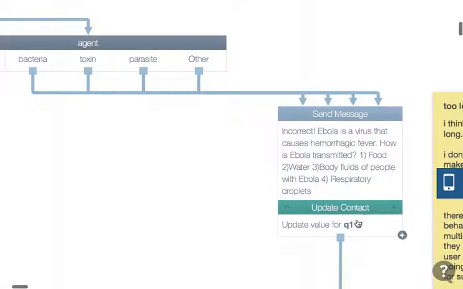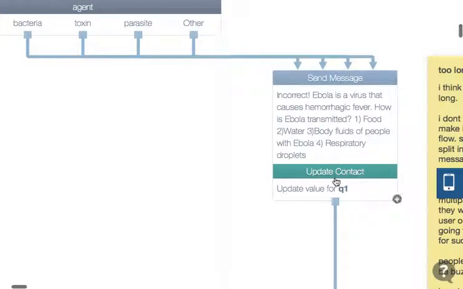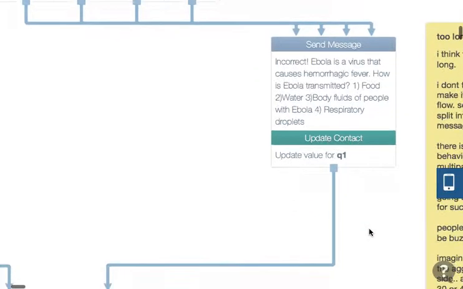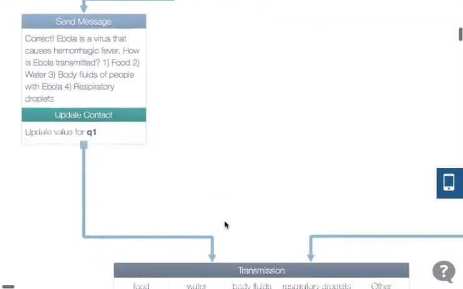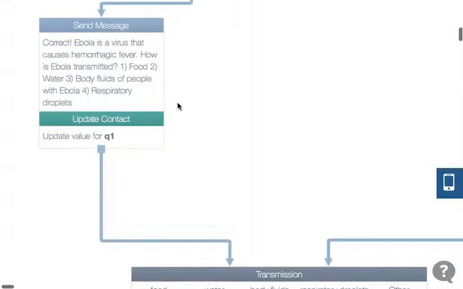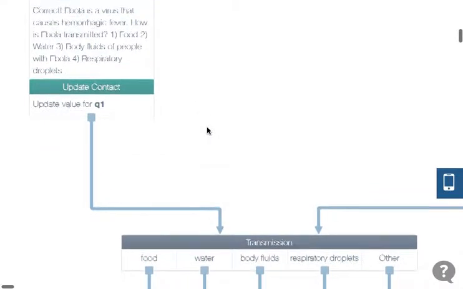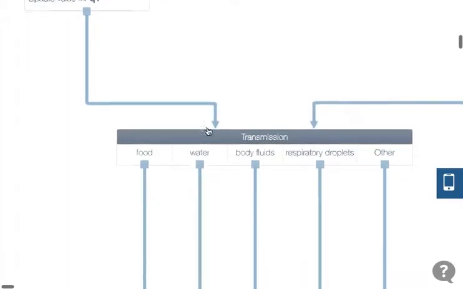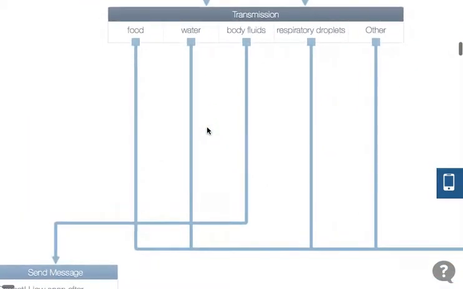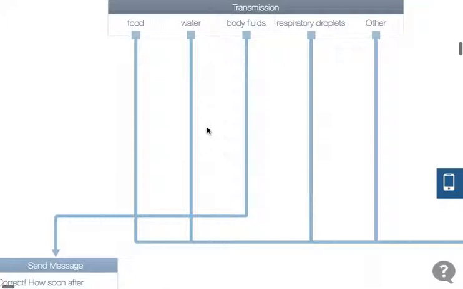At this point you'll see that we also update the contact information for that health worker to say that they did not, and we can use this to track whether they answered that question correctly or not. As we go further down, we get into the second question: how is Ebola transmitted? And again, we have several different options for answers, and we can configure how we respond to the different answers.